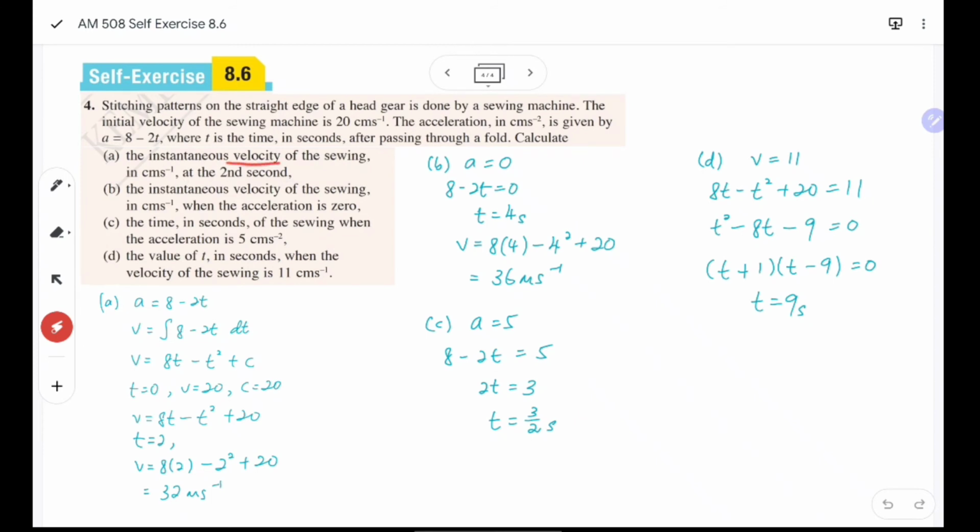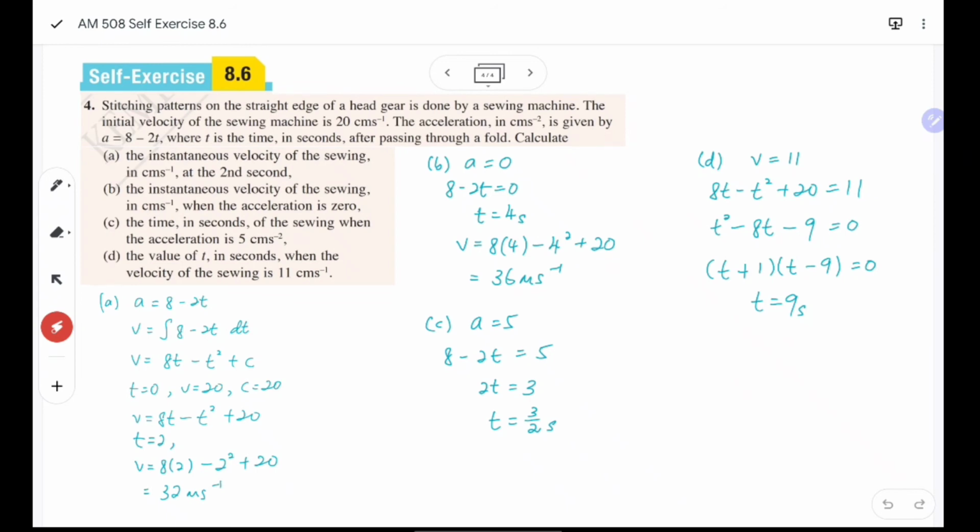So we need to get the function of velocity from the function of acceleration. We need to do integration. So we get v equals 8t minus t squared plus c. And when t equals 0, v equals 20. So when we substitute in 20 and 0, we will get c equals 20. So the full velocity function will be v equals 8t minus t squared plus 20.